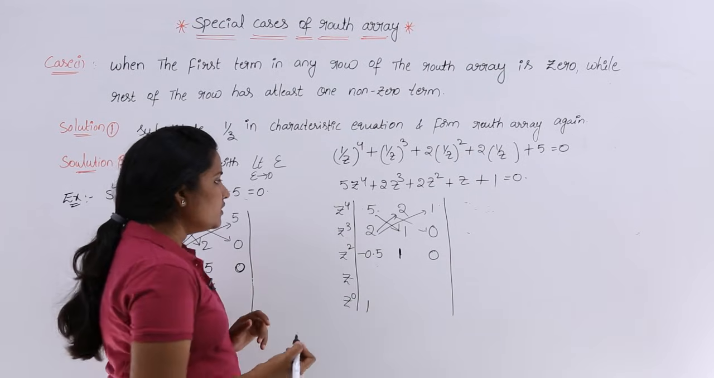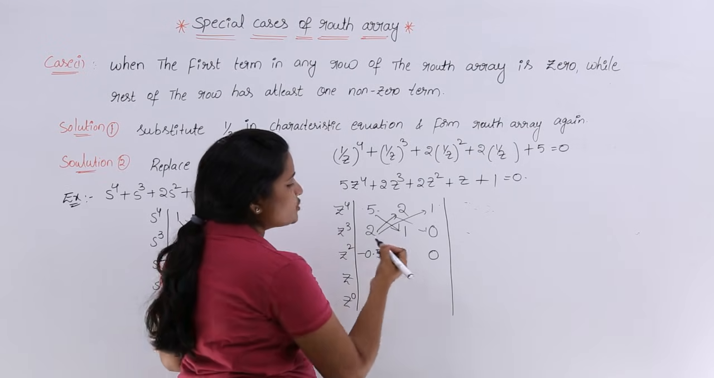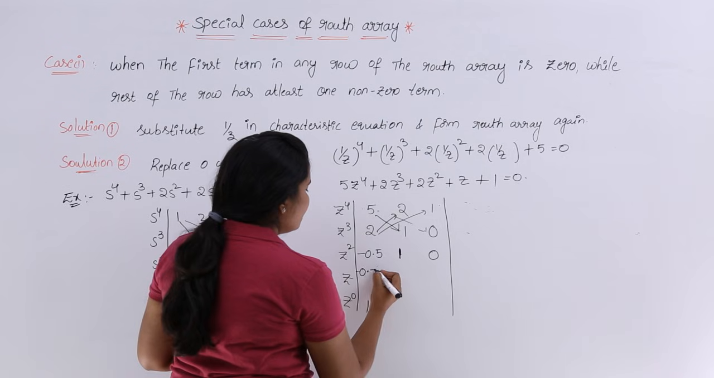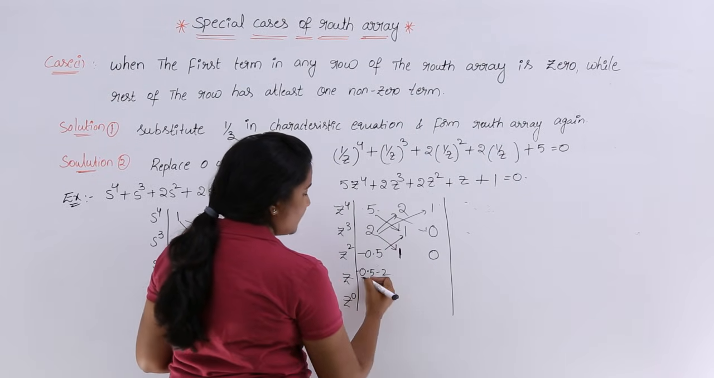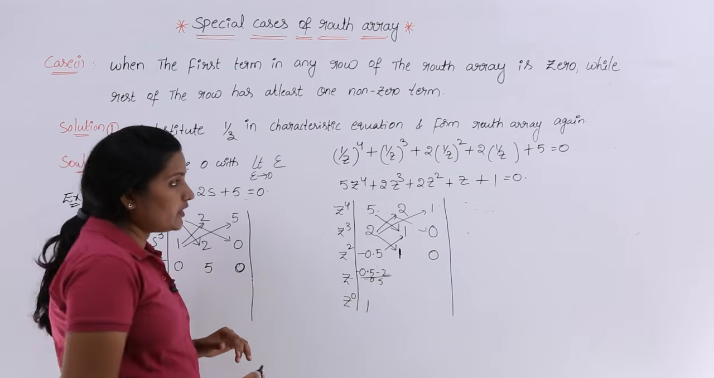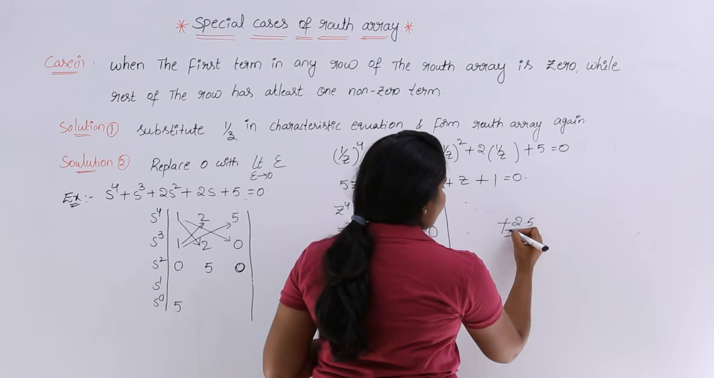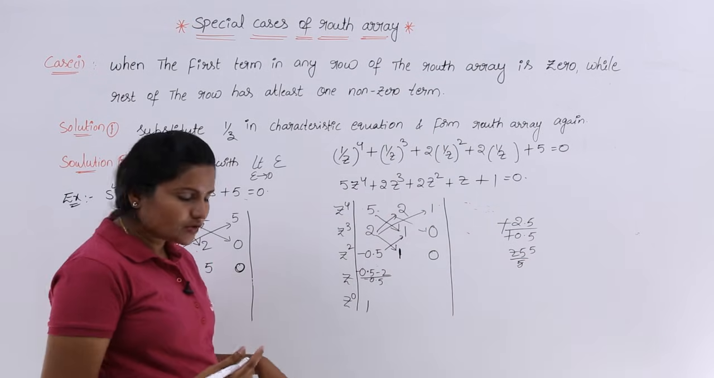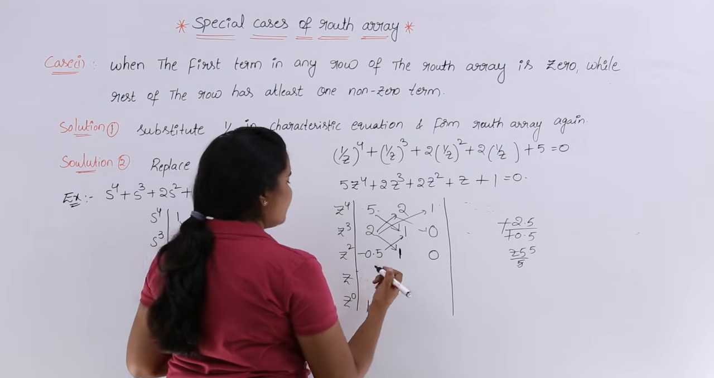So now here, minus 0.5 minus 2 divided by minus 0.5. So minus 0.5 minus 2, that means minus 2.5 divided by minus 0.5. So if you cancel 25 by 5, so 5 is 25. So the value equivalent to this is 5 here.